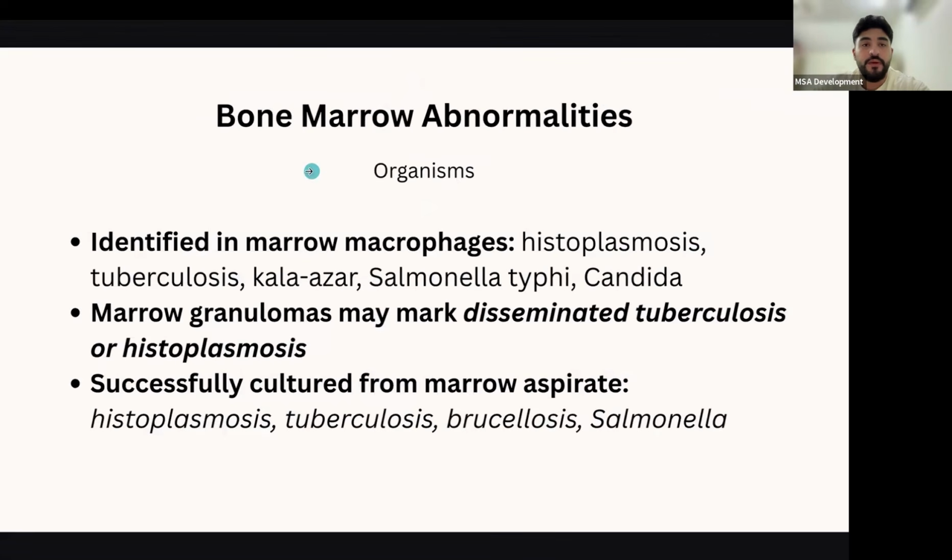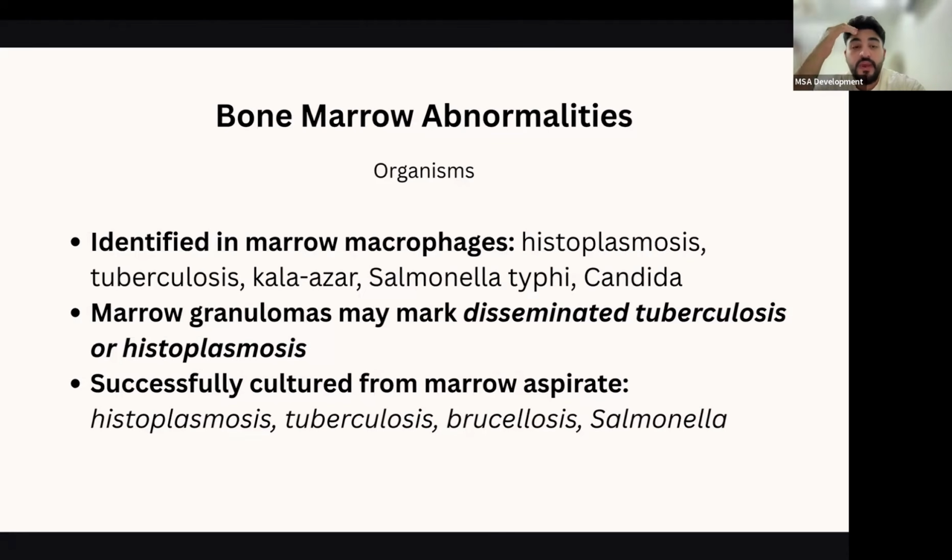Okay, now let's talk about the bone marrow abnormalities. But first, we need to talk about the organisms. If you identify an organism within the marrow macrophages, it's most likely going to be TB, Salmonella typhi, Candida, or histoplasmosis. If you have granulomas within your marrow, this will push you to think that the patient could have disseminated TB or histoplasmosis, okay?